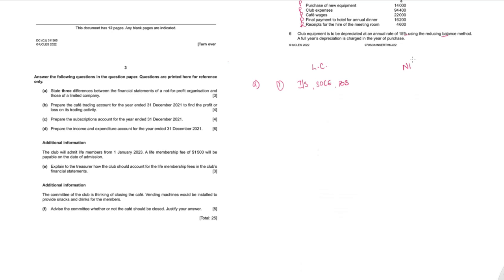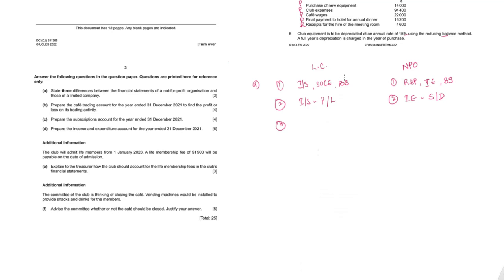Whereas for a not-for-profit organization, what are the contents of the financial statements? We start with the receipt and payment account, then the income and expenditure account, and then we prepare the balance sheet. So that's the first difference. Second difference, the outcome of the income statement for a limited company is either profit or loss, but for a not-for-profit organization, the outcome of income and expenditure is either a surplus or a deficit.